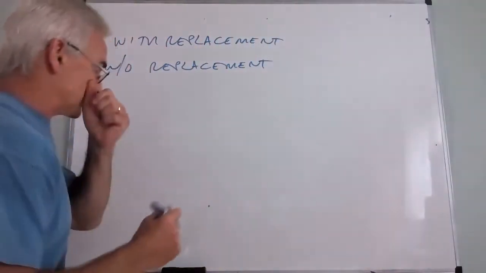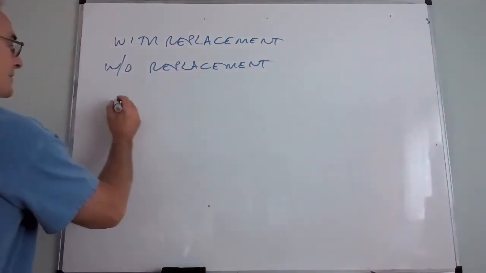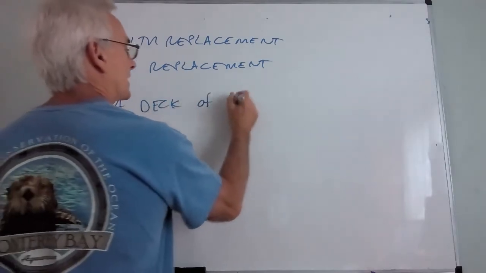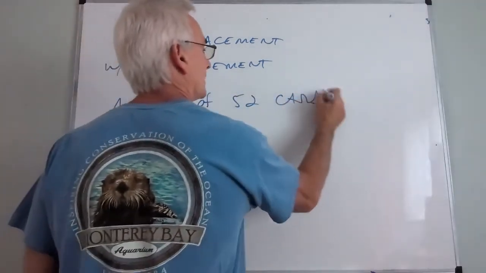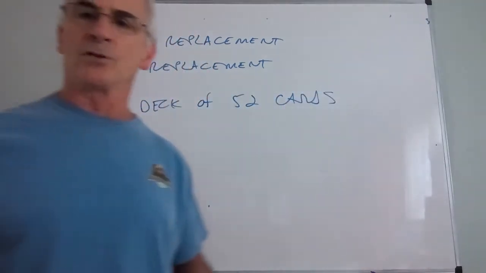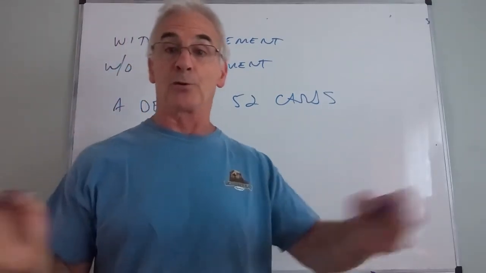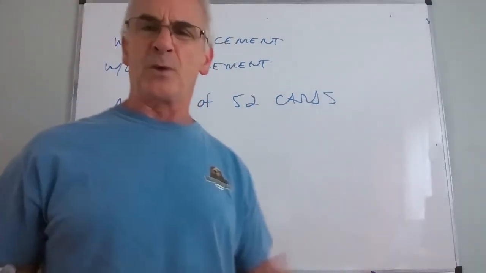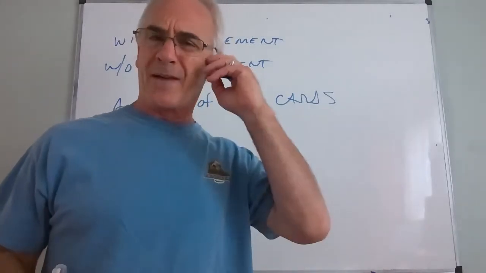So let's keep it really simple. We have a deck of cards. A standard deck has 52 cards, okay? And we know some of the cards have numbers 2 through 10. We have aces, we have jack, king, queen. Those are called face cards. So we have these kind of things.